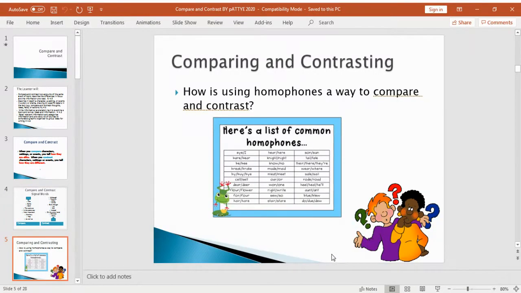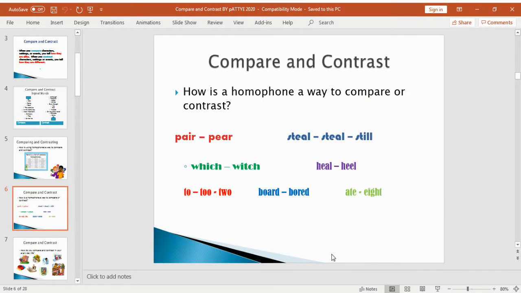We also know that we can compare and contrast by looking at homophones. Homophones are words that sound the same, but they are spelled differently and have a different meaning. How is a homophone a way to compare or contrast? Let's look at a few examples that we see here. A pear and a pair. A pair is not a fruit. That pair means two people or two things. The pear is a fruit. So in comparing, they sound the same. They both begin with a P and have an R, but they have totally different meanings.